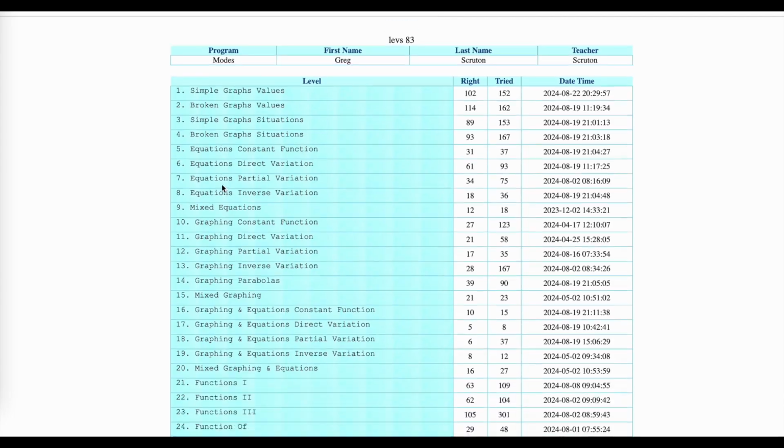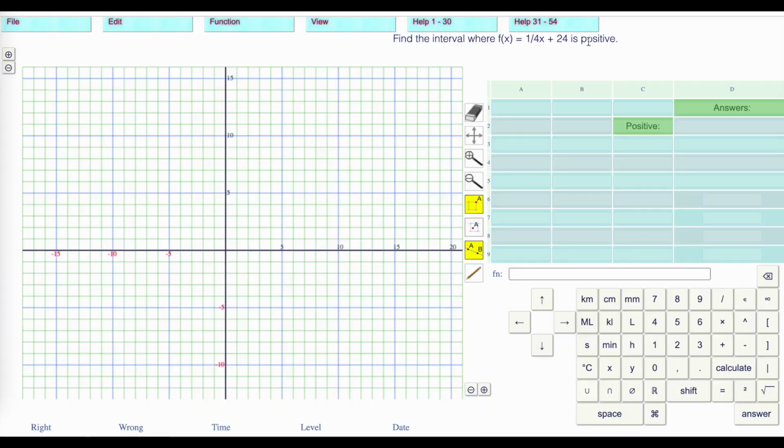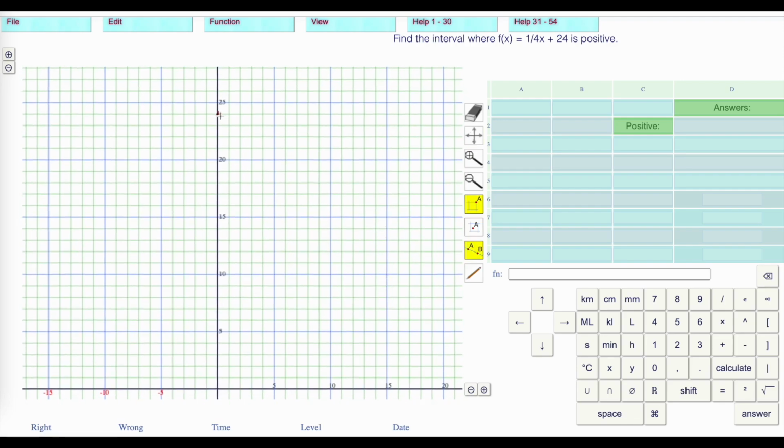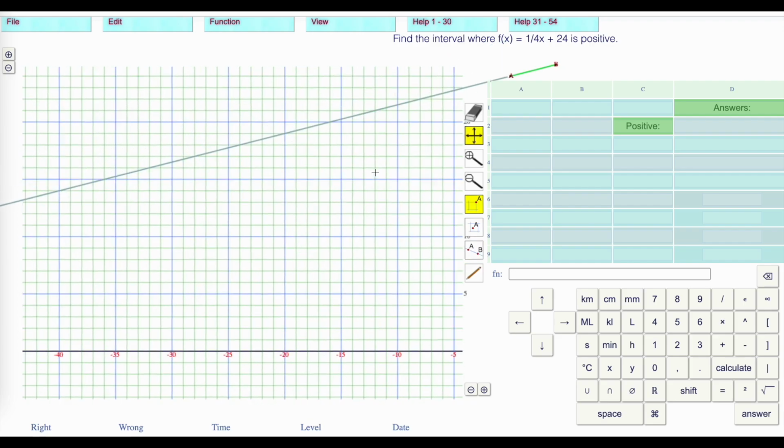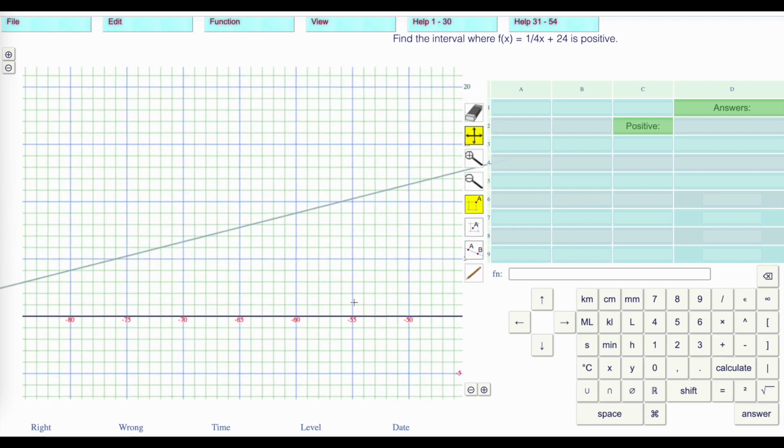Let us look at linear functions. When is this function positive? The b value is 24 and it's increasing. The slope is 1/4. Move over 4 and up 1. It's positive. Everything we can see is positive. If we keep going this way, eventually it's going to be negative.